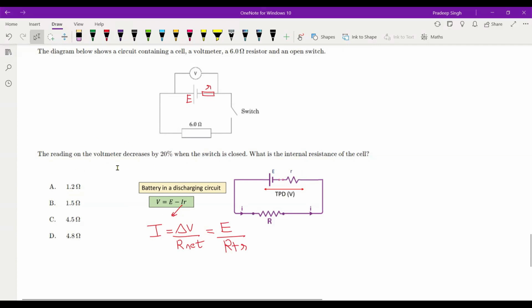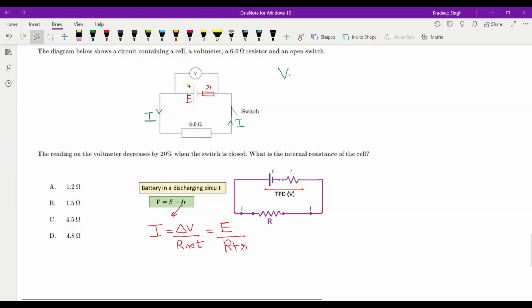So they are saying the reading on the voltmeter decreases by 20% when the switch is closed. So let's say we close the switch and now it becomes a closed circuit. So the current will start to flow. It will have some current I. Let's draw the arrow. So the current will flow in the anti-clockwise direction. This is case 2 when the switch is closed. So what will the voltmeter read? Voltmeter will read the entire potential difference across the battery.